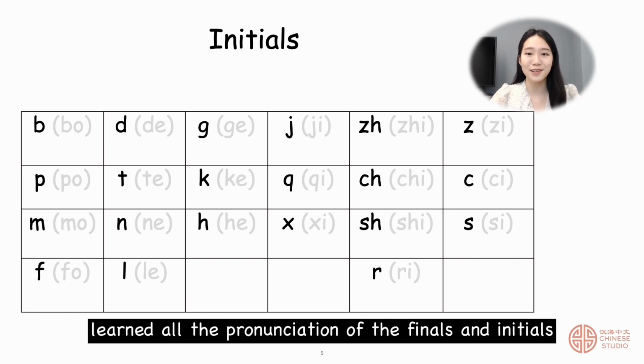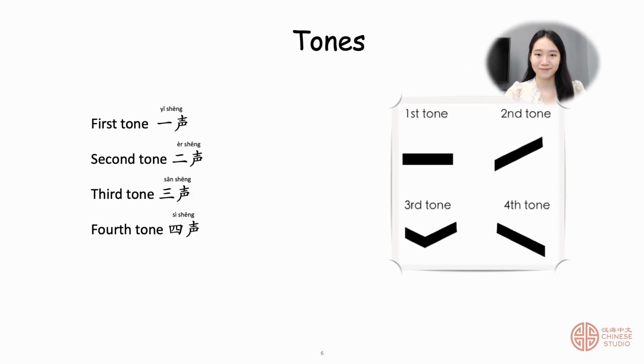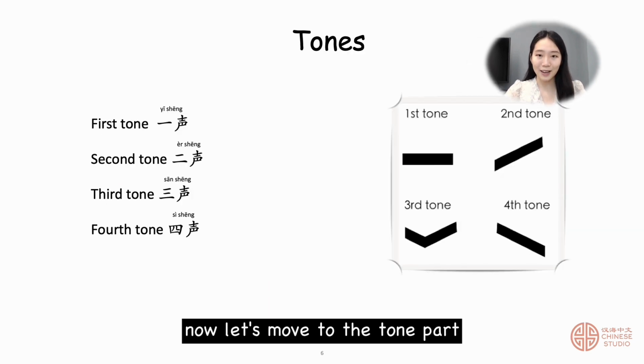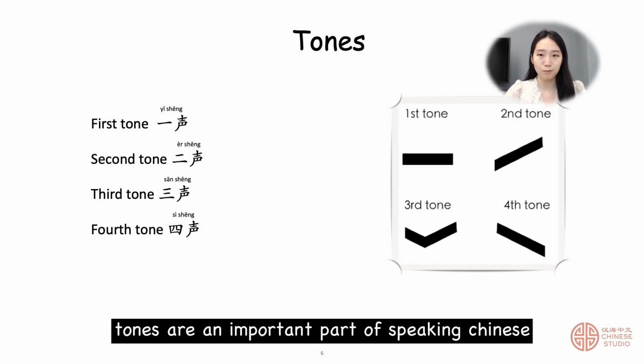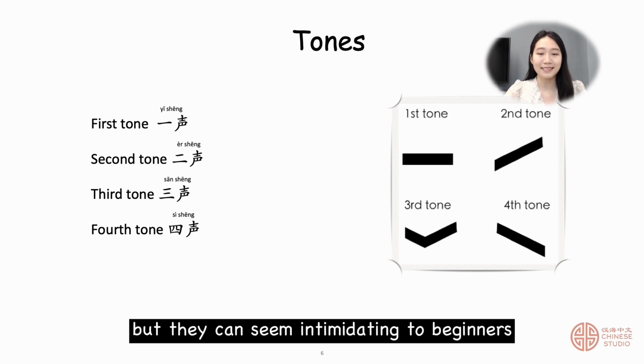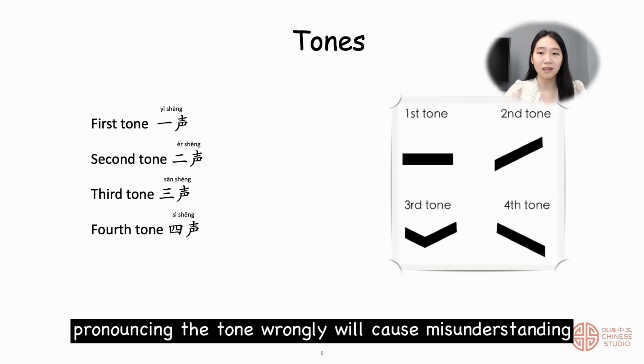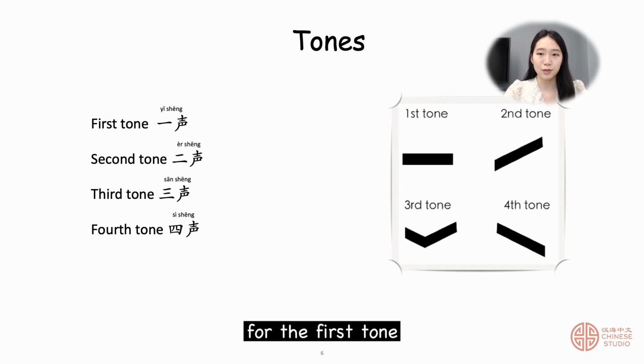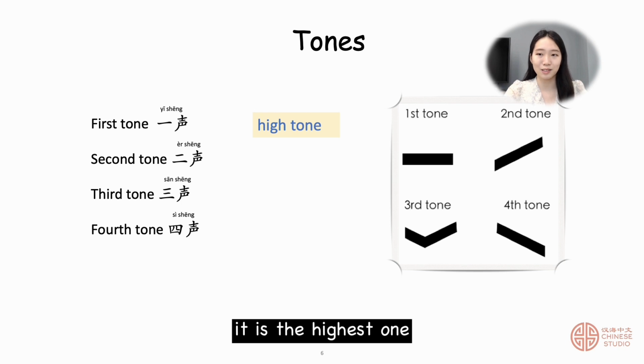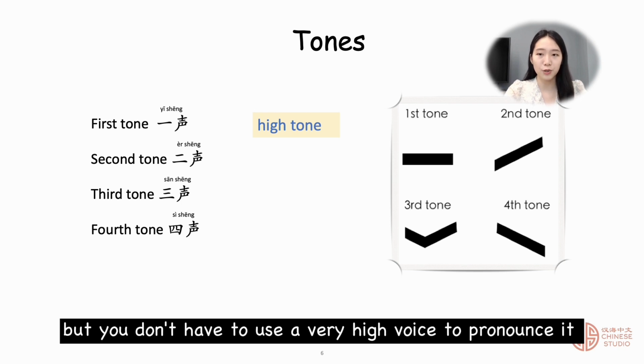Wonderful, you just learned all the pronunciation of the finals and initials. Now, let's move to the tone part. Tones are an important part of speaking Chinese, but they can seem intimidating to beginners. Pronouncing the tone wrongly will cause misunderstanding. For the first tone, it is the highest one, but you don't have to use a very high voice to pronounce it.